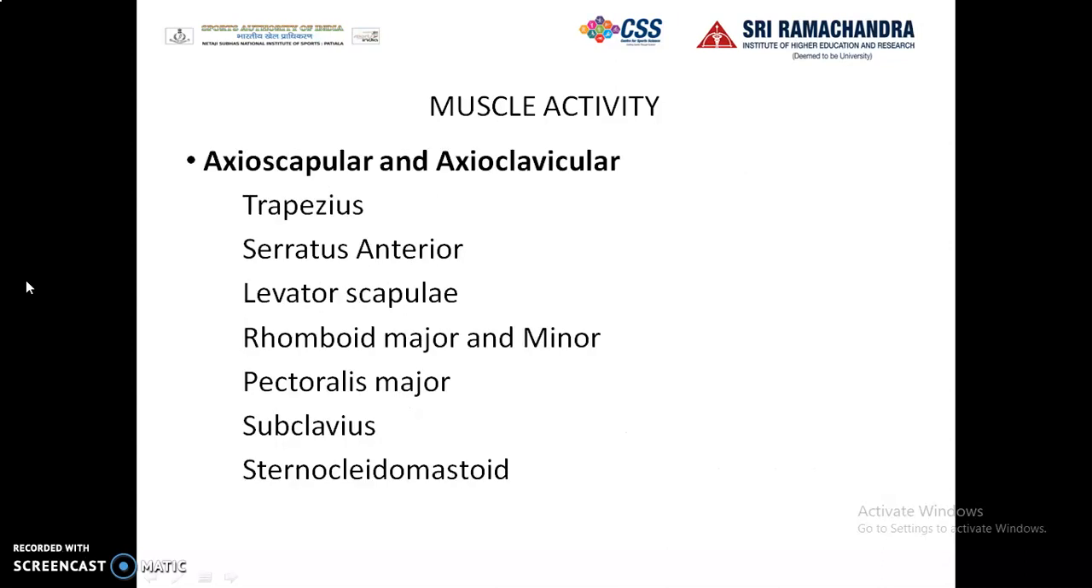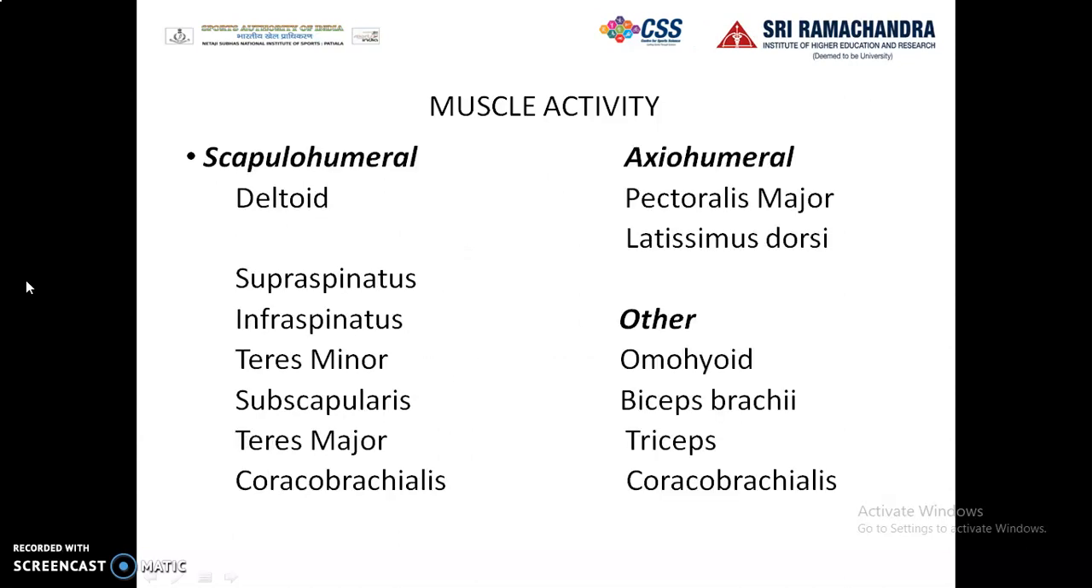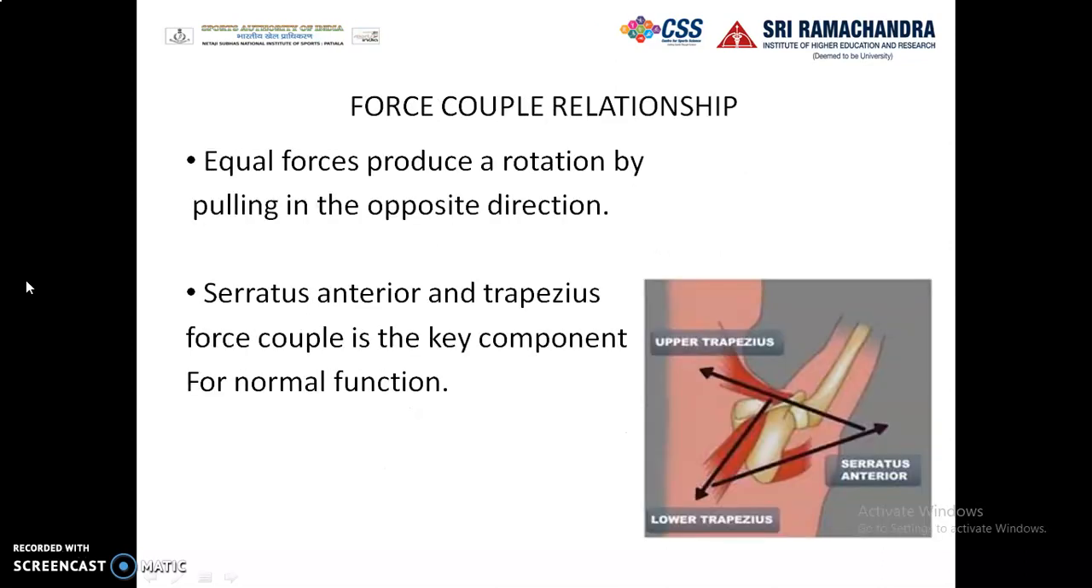Now, when you talk about muscle activities, I have divided them into axioscapular and clavicular. I hope you are all aware of the muscles: the trapezius, serratus anterior, levator scapulae, rhomboids major and minor, pectoralis major, subclavius, and sternocleidomastoid. Further, I have divided the muscle activity at the scapulohumeral level and the axiohumeral level.